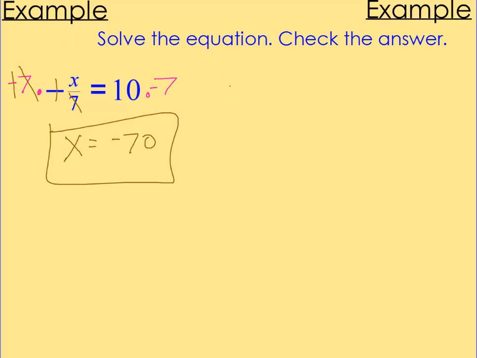So if I plug that in, I'm going to get negative x. Instead of x, it's going to be negative 70 over 7 equals 10. We have a negative 70. So what happens with those? Two negatives cancel each other out, so it's positive. And 70 divided by 7 is going to reduce to 10. And 10 equals 10, so that checks out. We're done.